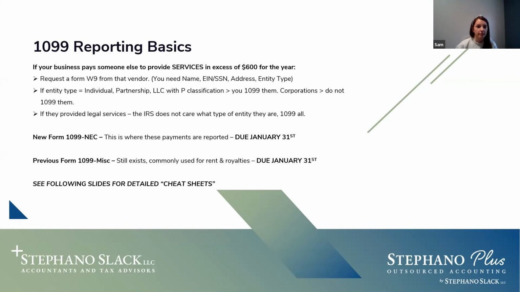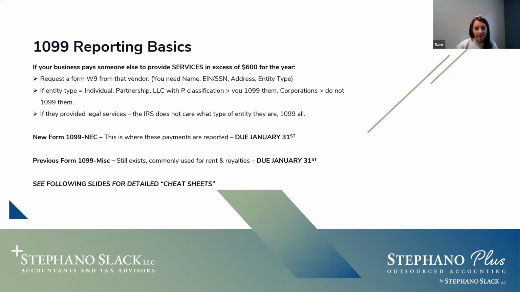So what you should be doing is anytime you're about to get into a business relationship with a new vendor that's going to be doing any type of service for you, you should request a Form W-9 from them right away, because you will need their name, EIN, or social security, their address, and that fills out their entity type too. So the entity type is important because it's particular in who you actually have to issue a 1099 to. So if their entity type is an individual, a partnership, or an LLC that is treated as a partnership, then you actually send a 1099 to them. If it is a corporation, you do not need to send a 1099 to them.